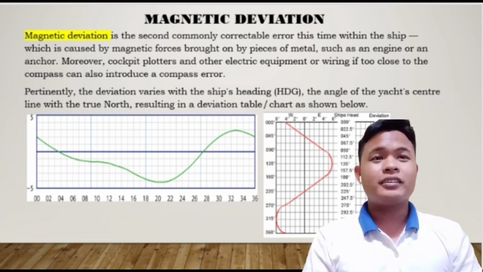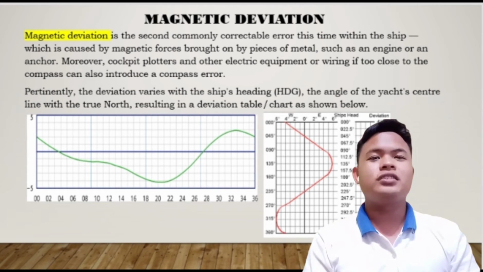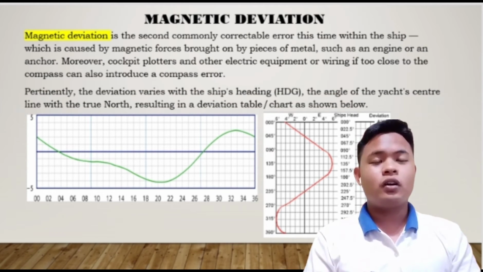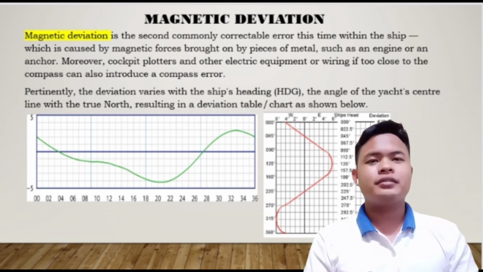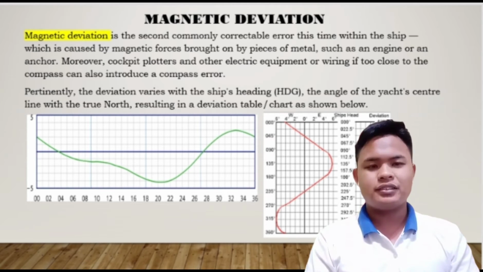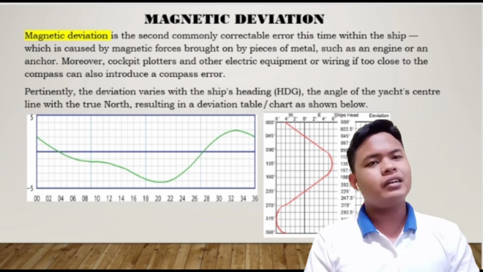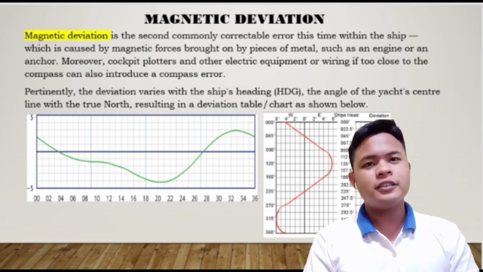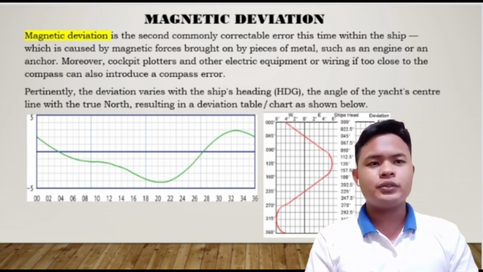I am Cadet SIOPAN and I'm going to explain first what magnetic deviation is. Magnetic deviation is the second commonly correctable error, this time within the ship, which is caused by magnetic forces brought by pieces of metal such as an engine or an anchor, or the type of cargo the ship is carrying. Moreover, cockpit platters and other electrical equipment or wirings, if too close to the compass, can also introduce a compass error. In other terms, magnetic deviation is the error inside the ship, brought by materials inside the ship. The deviation varies with the ship's heading.